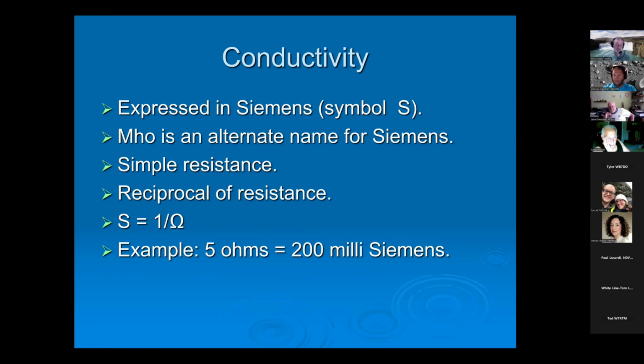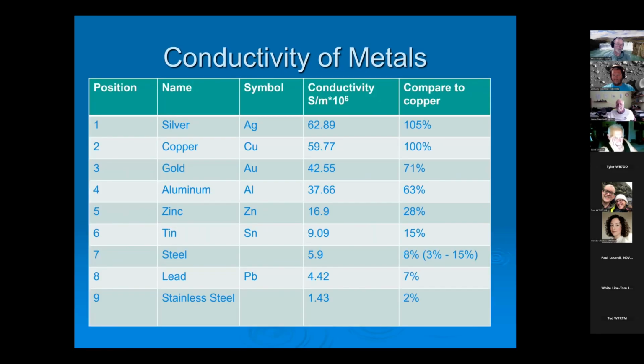An example of 5 ohms of resistance turns into 200 millisiemens, and you can do that math real easy. So that's the most technical thing that you need to know about on this process. Let's talk about the conductivity of different kinds of metals.